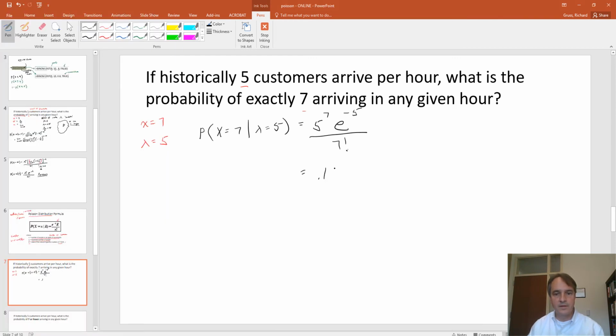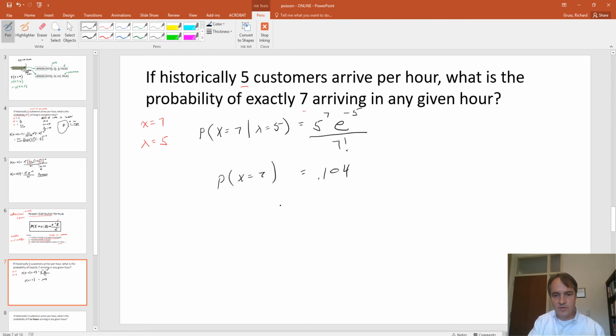Okay, so 0.104. So the probability of having exactly 7 customers in a given hour, now that could be the first hour of the day, the 5th hour of the day, but for any given hour, the probability of 7 arriving during that hour is about 10%. Okay, so that's how we apply the formula.